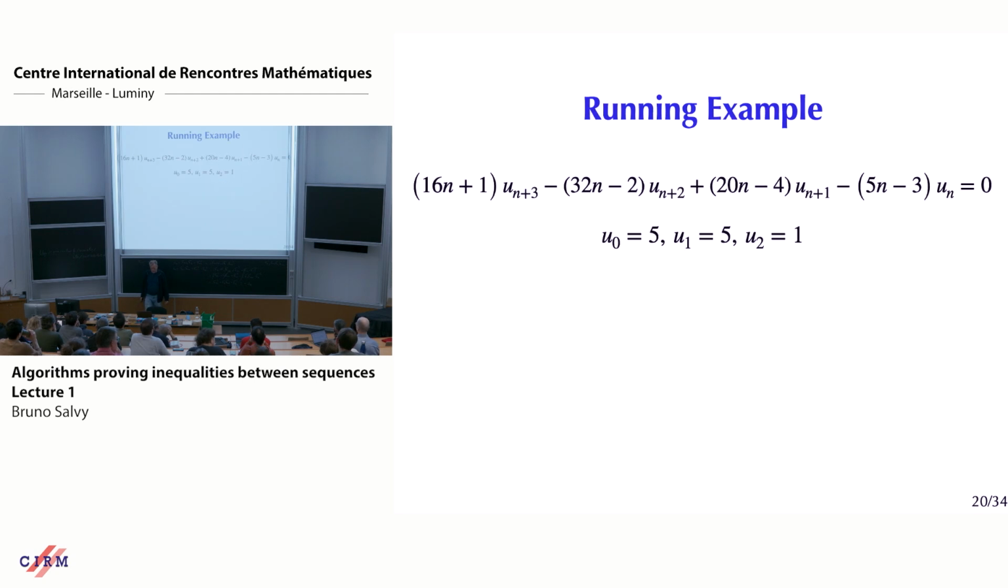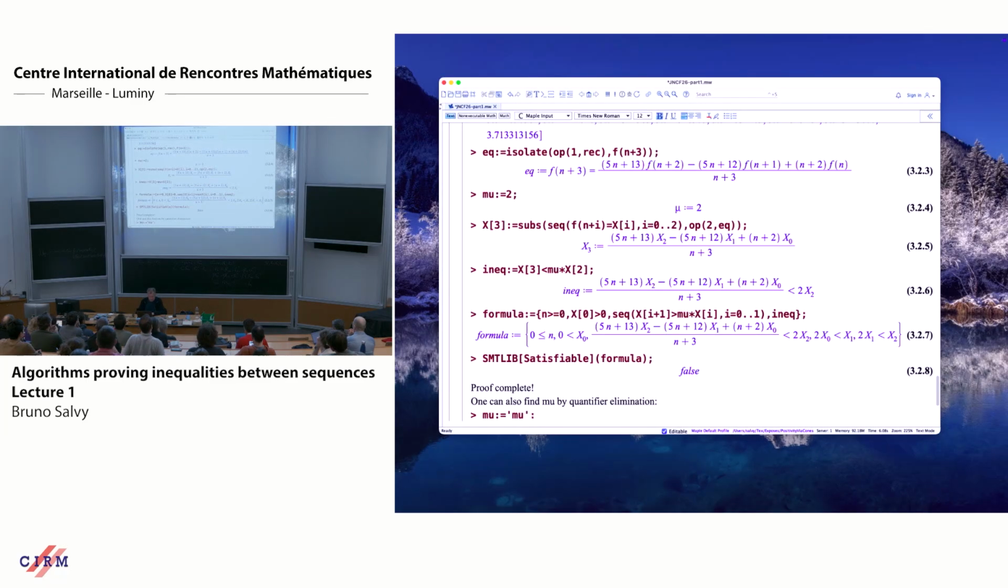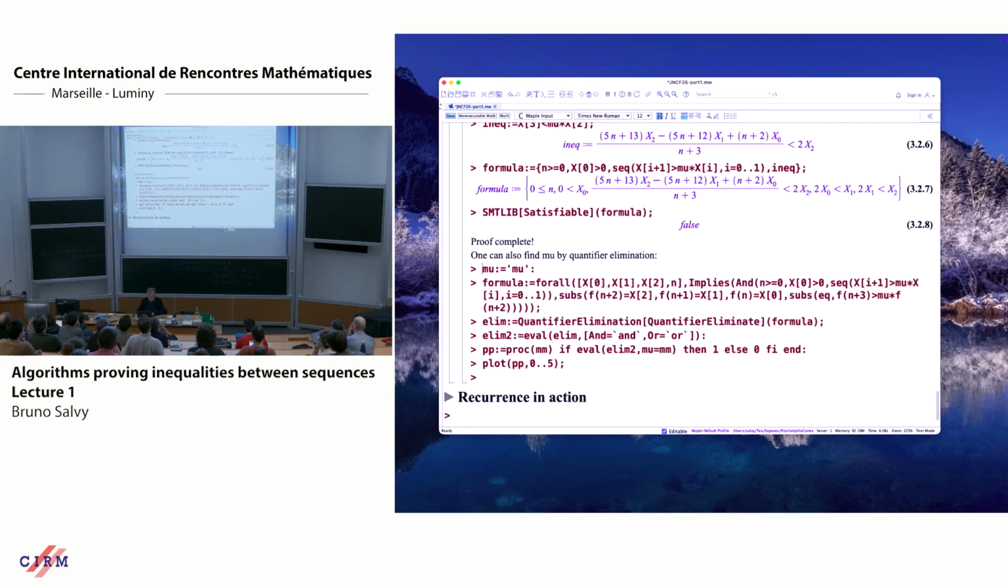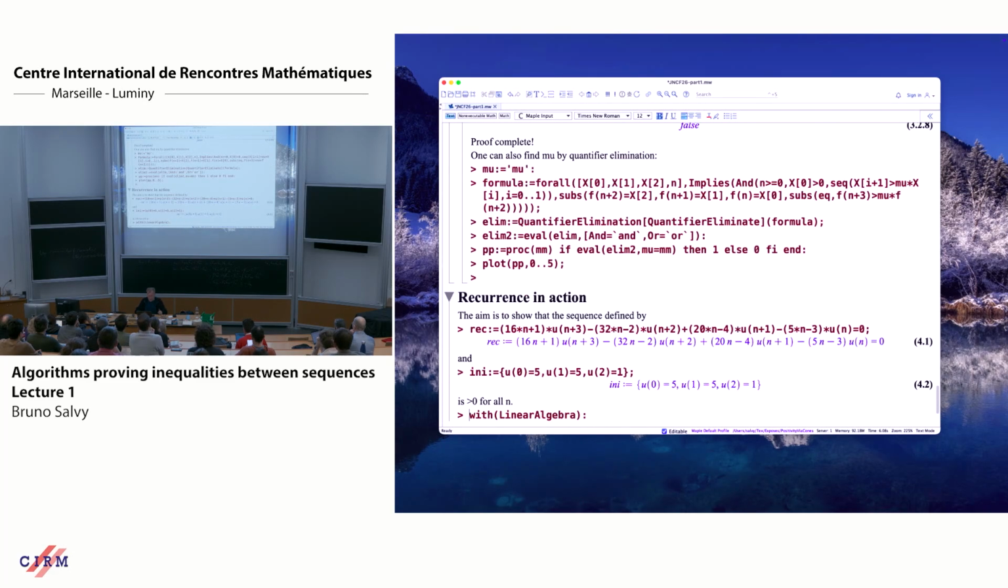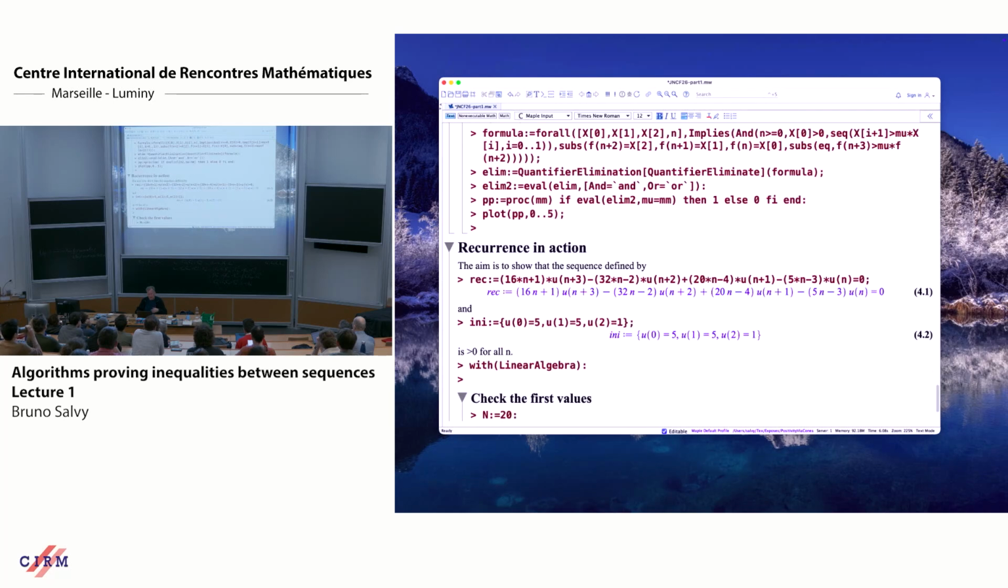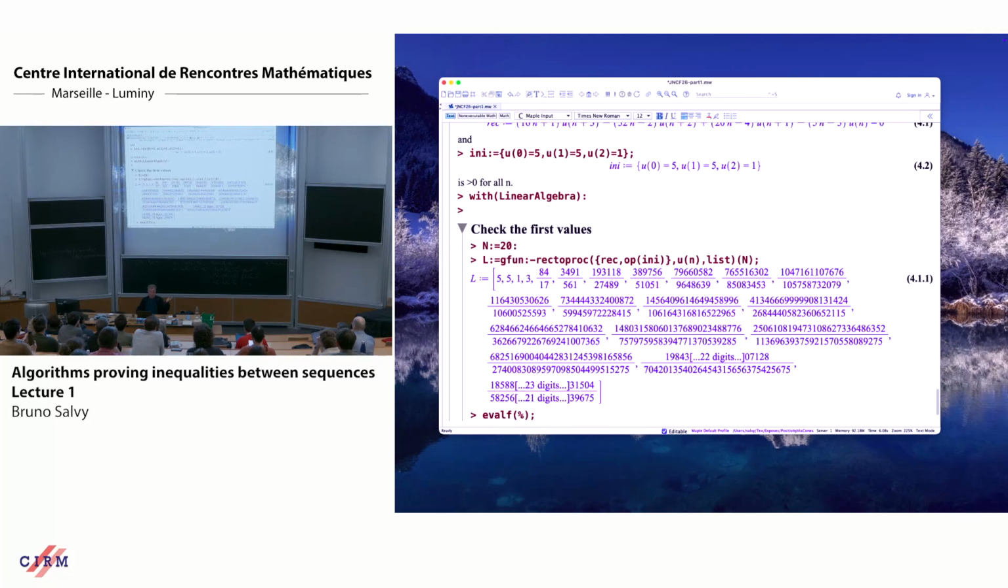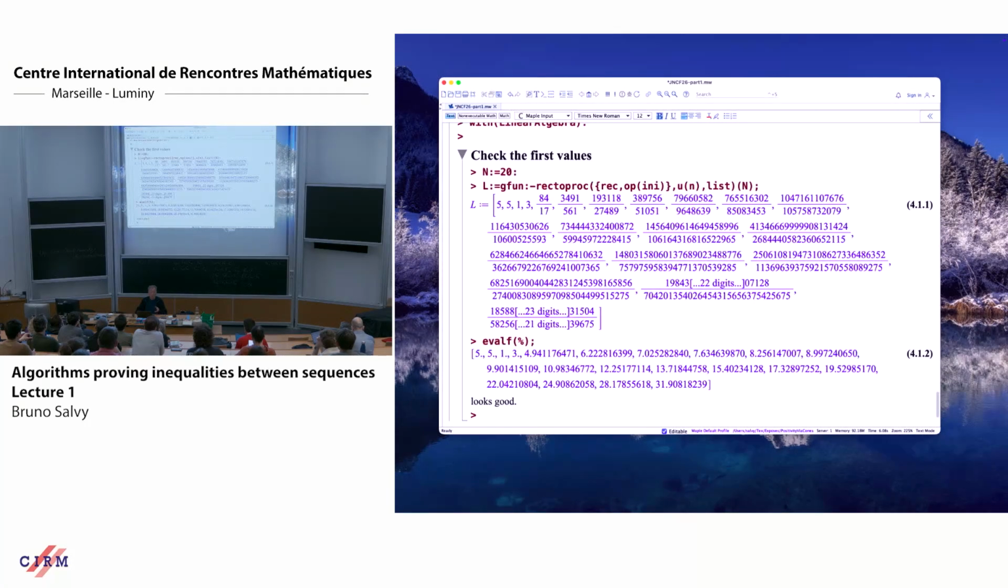For the example I had before, this running example, I just want to show you a movie to give you an intuition of what we're trying to construct. So this is the recurrence, and those are the initial conditions. You can look at the first values. They're all positive. Looks good, but not quite a proof.